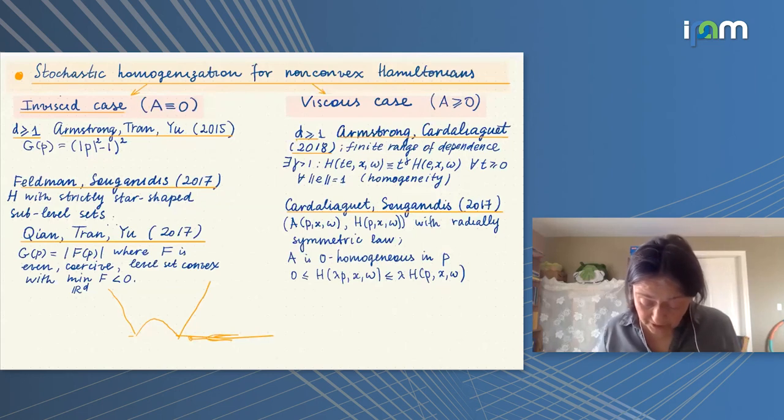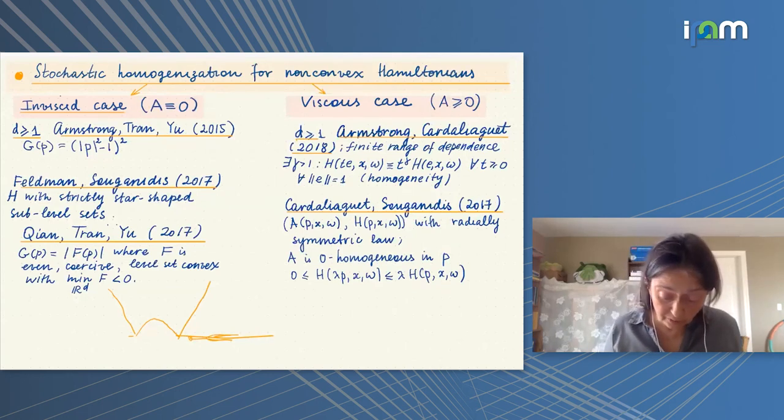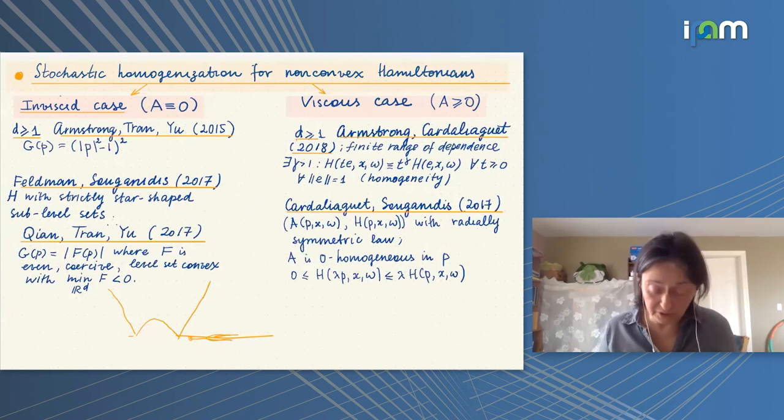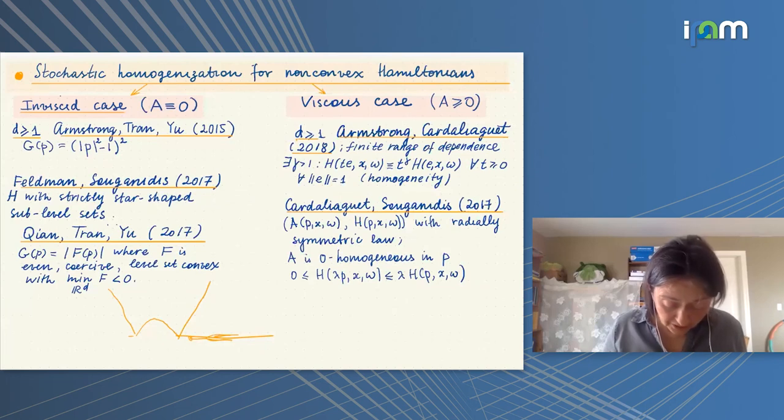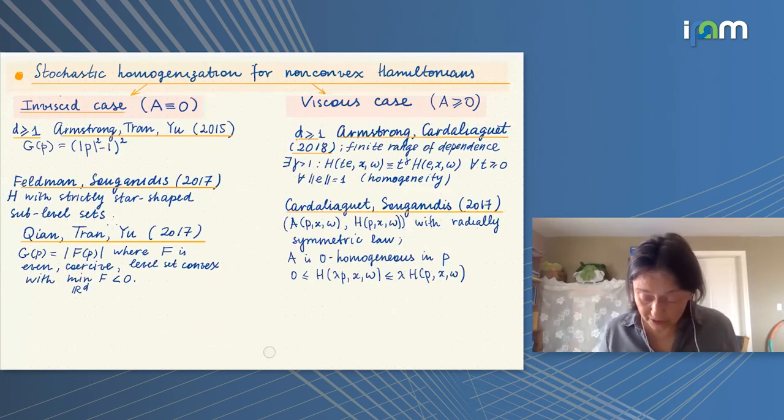Now for the viscous case, in the work I already quoted by Cardaliaguet and Souganidis, from which we got the existence of correctors, there is an additional class of examples with radially symmetric laws, where A is zero-homogeneous in p. Here I did not put the dependence on p in my equation, but they allow dependence on p as long as it's zero-homogeneous in p. And H in the momentum variable satisfies essentially one-homogeneity in p.